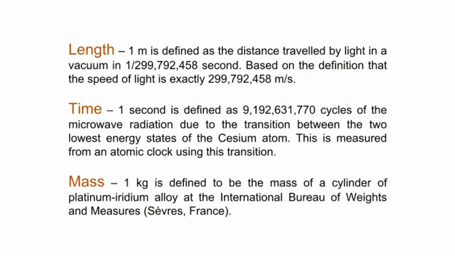In this lesson, we will be focusing on these three physical quantities, namely, length, mass and time. Length of 1 meter is defined as the distance traveled by light in a vacuum in 1/299,792,458 seconds. Based on the definition that the speed of light is exactly 299,792,458 meters per second.